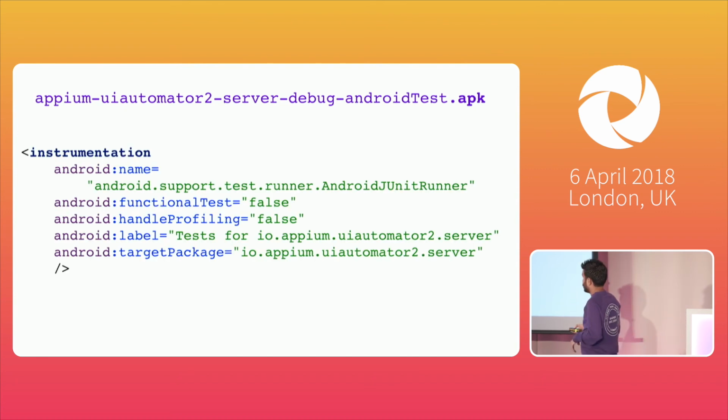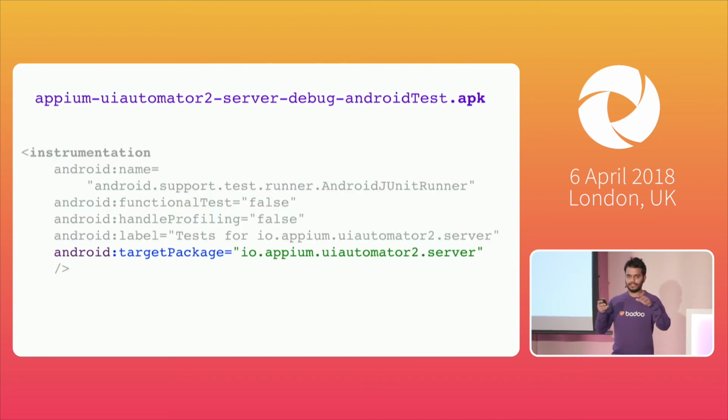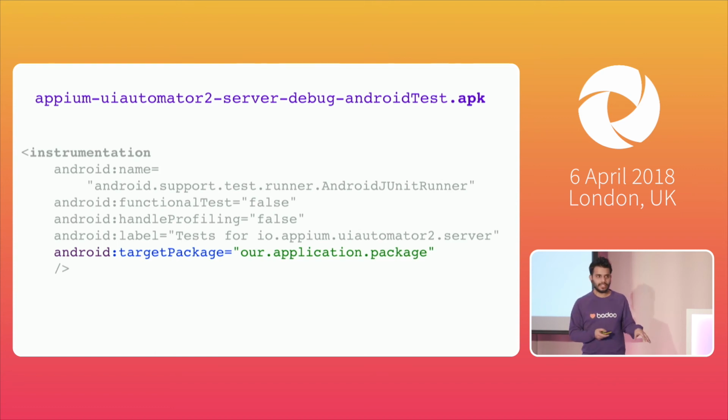But there's a problem. If you see, this instrument pair still has the old target package. Every app, if it's instrumenting another app, should say which app it's instrumenting. So there are two requirements for instrumentation to be successful. One, the manifest should say which app I'm instrumenting, and second, both apps should be signed with the same key store. Now here, the target package is still the UiAutomator 2 server, and we need it to be our application package, right?